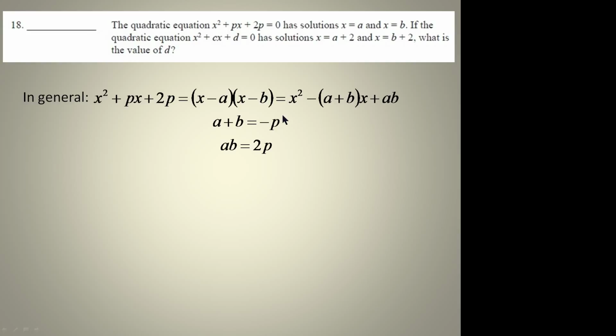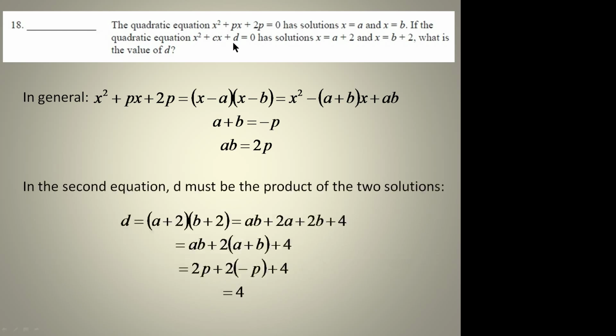Okay, combine the coefficients of x. Because p is given, p should be same as negative a plus b, or this a plus b is negative p, same thing. And a times b should be same as 2p. So you get this: a plus b equals negative p, a times b is 2p. But we don't want to solve this, it takes time here. We just need to find d. So what?